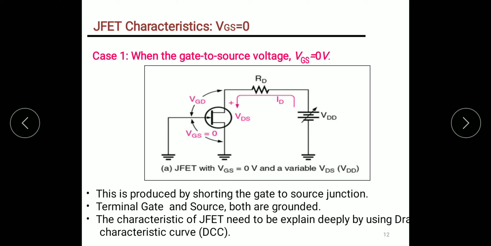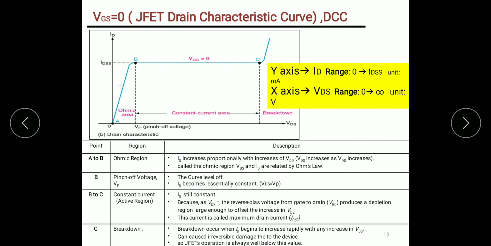So JFET characteristics when VGS is 0. When we have not connected any supply here, then VGS is 0. At that time we get the same characteristic which we have seen just now. This one. So A to B is ohmic region. ID increases proportionally with increase in VDS. It is called as ohmic region. Then B point is pinch off voltage where ID becomes constant. Then the active region means this region where it is constant.